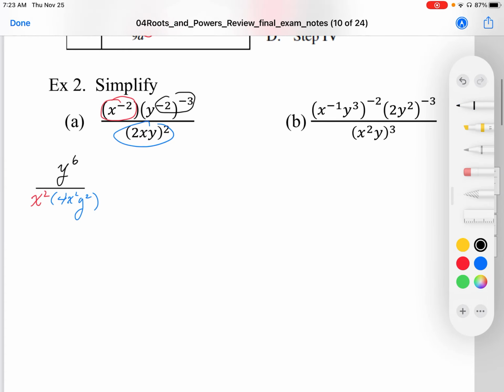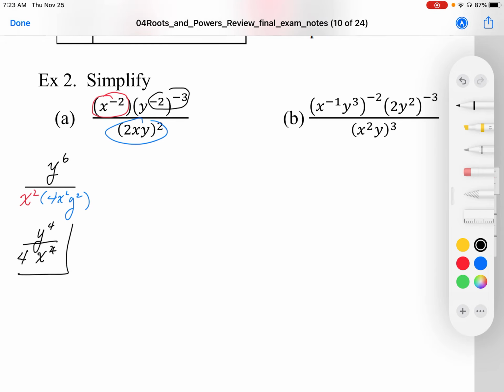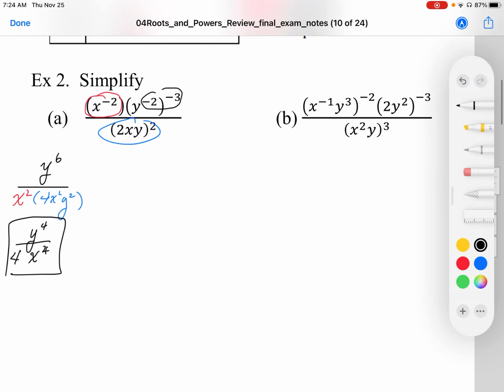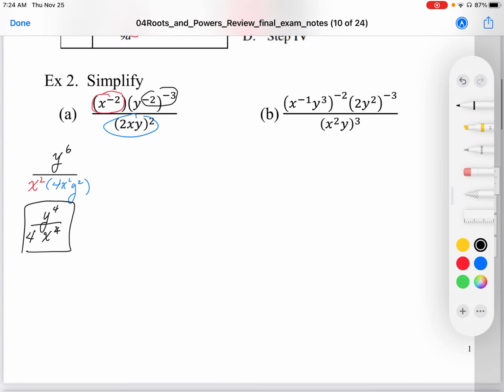So then at this point we can just start combining the powers. I'm going to do the y's with y's. So I have 6 times 2 divides, so I'm going to end up with y to the power 4 on top. That 4 stays on the bottom. x squared times x squared, I add those two powers together, and I'm going to end up with x to the power 4. So there's my final answer. I could apply negative powers to that 4 and put it in the numerator, but it's better to keep it as positive powers.